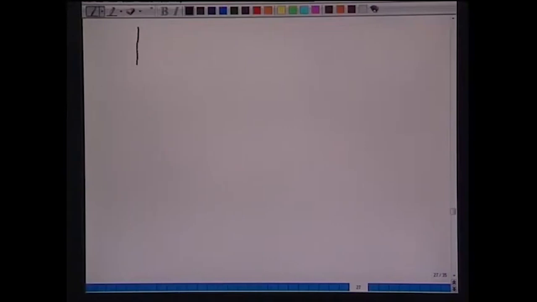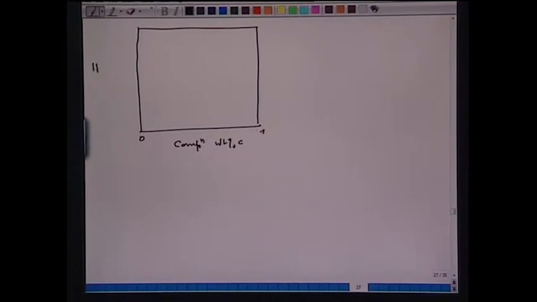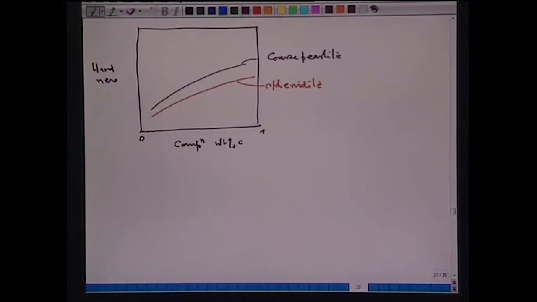Now, just to show about the property, for example, I just plot schematically. I take here composition, weight percent carbon, it varies from 0 to 1, and here I take for example hardness. Then for spheroidite, the hardness is the minimum, and then if you go for coarse perlite, this is for the coarse perlite, and on the top you have fine perlite. That's what I have said also. So this is how the mechanical property varies.